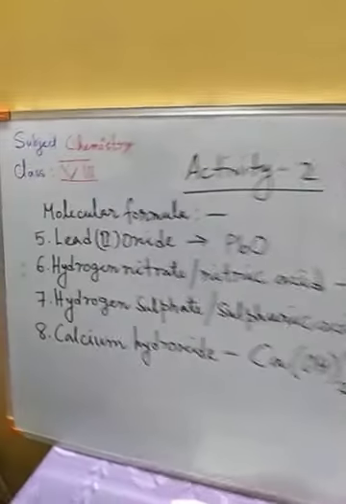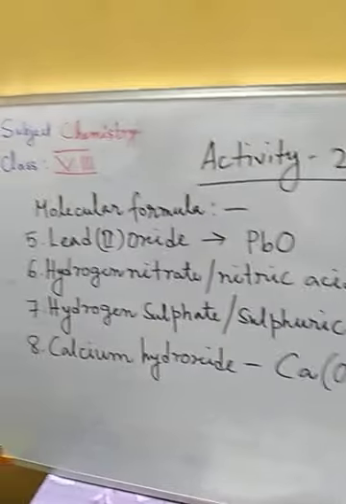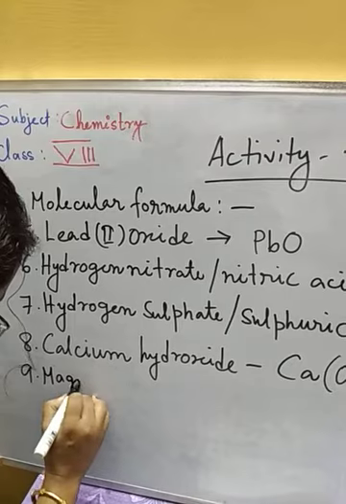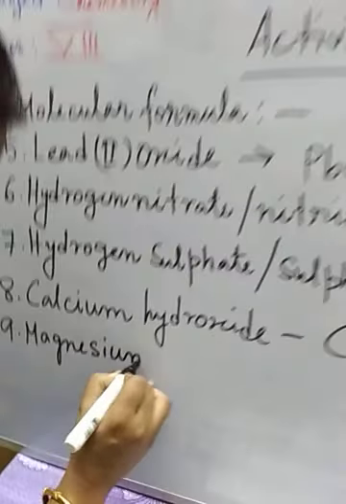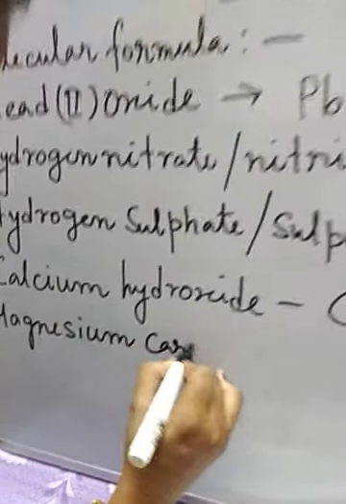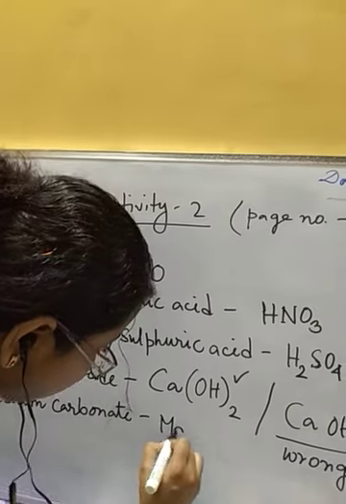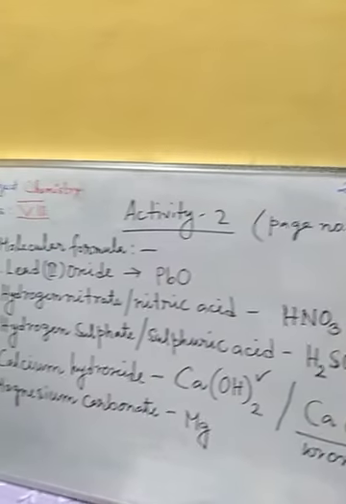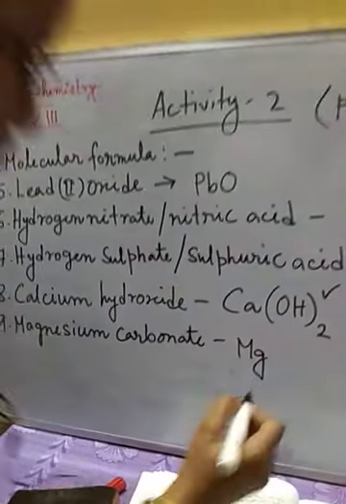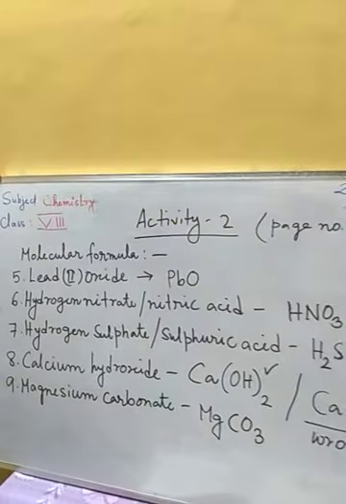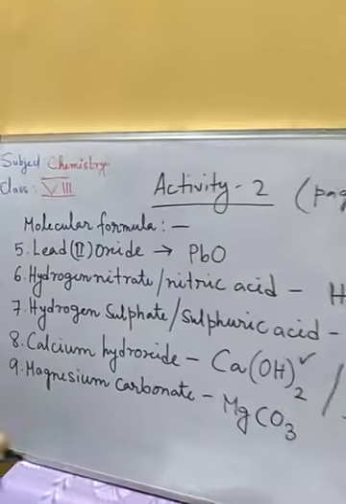Next, magnesium carbonate, number 9. Magnesium is Mg, its valency is 2, Mg2 plus, and carbonate is CO3 2 minus. So both are 2. So simply MgCO3 will be the formula, magnesium carbonate.